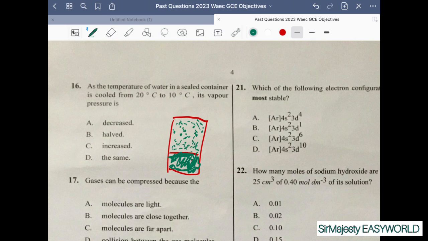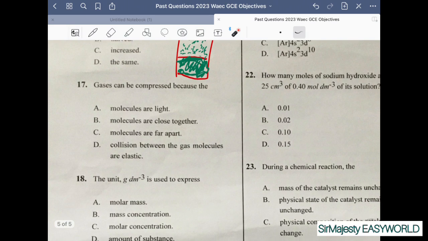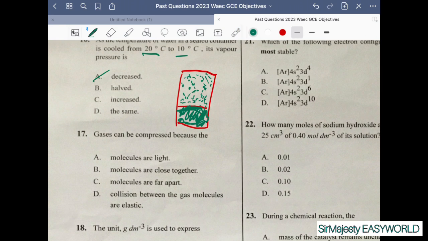Energetic molecules exert pressure. But when we say cooling it from 20 to 10, it means that some of the gas molecules will lose their kinetic energy and eventually turn to liquid, which means lessening the number of colliding gas molecules here. The number will lessen and go into liquid. Therefore, automatically, the answer should be A. As the temperature is decreased, the vapor pressure is also decreased. Yes, that's why the vapor pressure of ice is very low compared to the vapor pressure of boiling water. Decrease in temperature means decrease in what? Vapor pressure. So the answer to this is A.